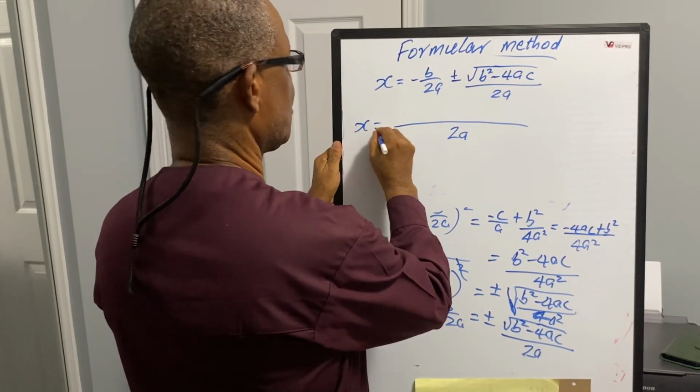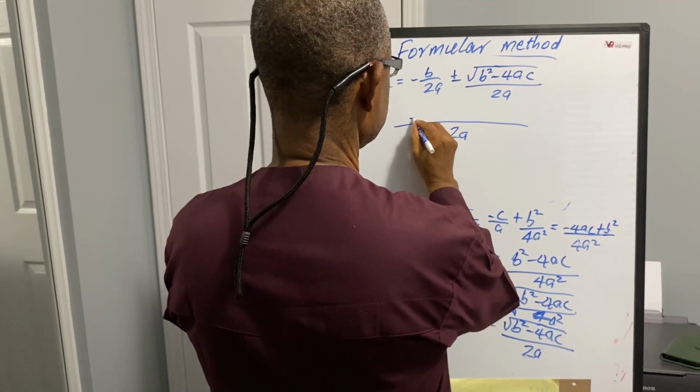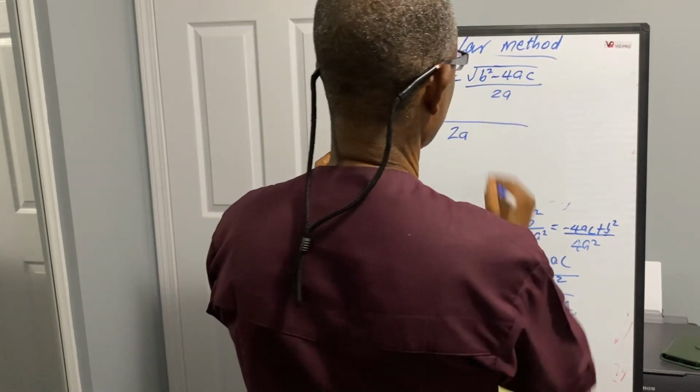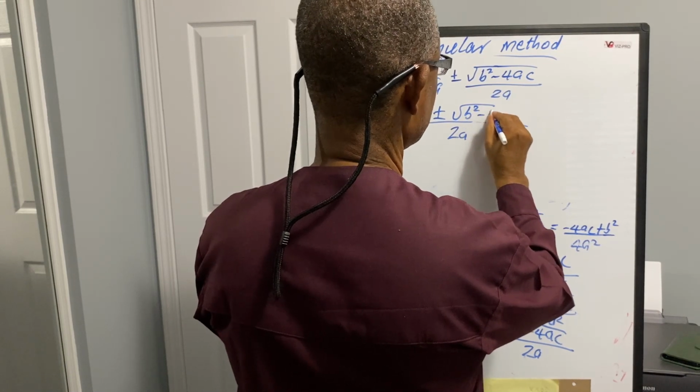x equals 2a divided by 2a is 1. 1 times minus b is minus b. Plus or minus 2a divided by 2a is 1. 1 times the square root of b squared minus 4ac.